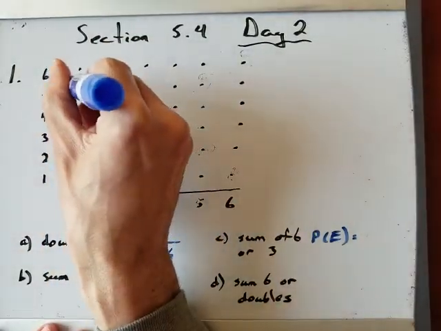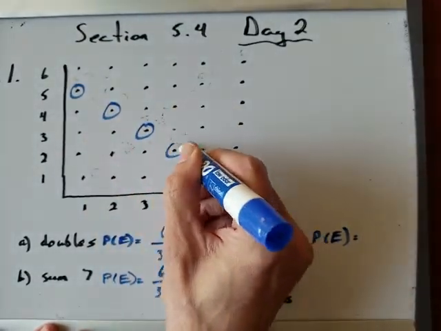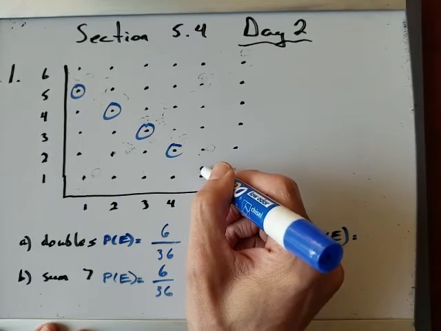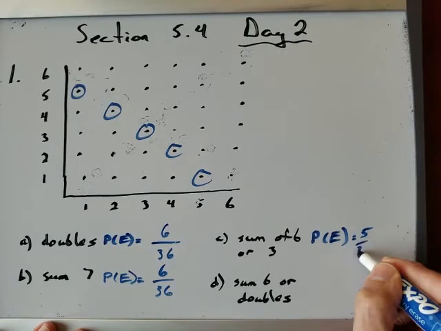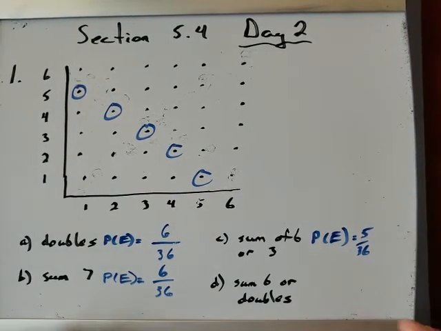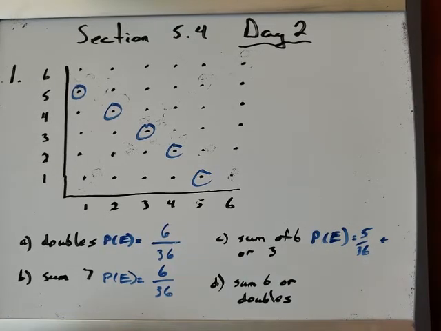Well, the sum of 6 would be as follows. It could be a 1 and a 5, a 2 and a 4, 3 and 3, 4 and 2, which is different, and then a 5 and a 1. There'd be 1, 2, 3, 4, 5. There'd be 5 out of 36 chances of this happening. Now, the big question is, what does the word or mean? It's an add. And means multiply.